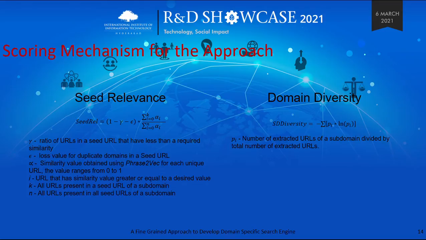We also proposed a metric on seed relevance and domain diversity. The seed relevance validates whether the seed URLs that we extracted are actually relevant for the subdomains, and whether they are rich enough in terms of getting content with subdomain specific URLs. Secondly, we proposed domain diversity, which is an entropy based metric to see whether the URLs we are extracting represent subdomains of a domain, and to validate that there is sufficient diversity available in that subdomain.